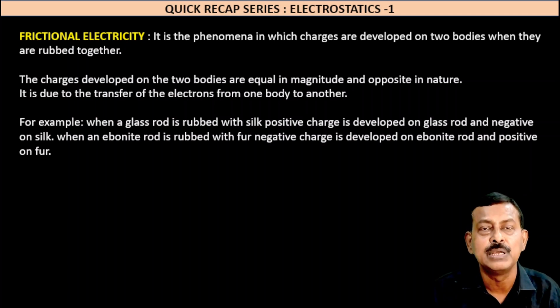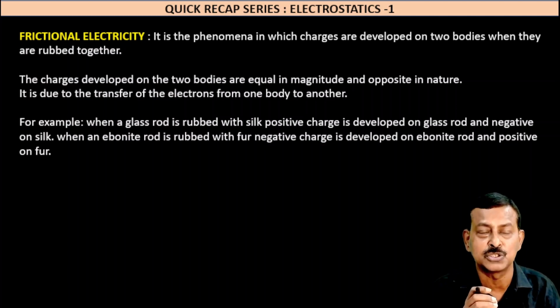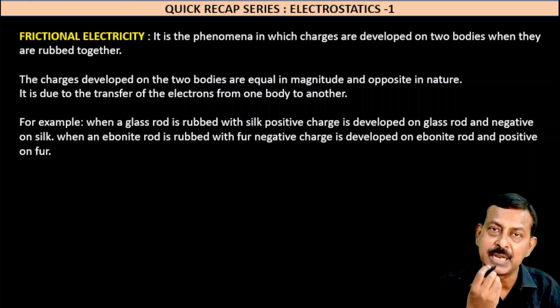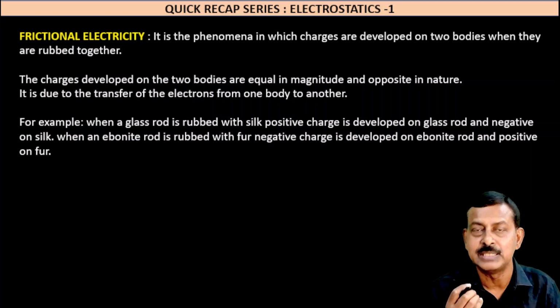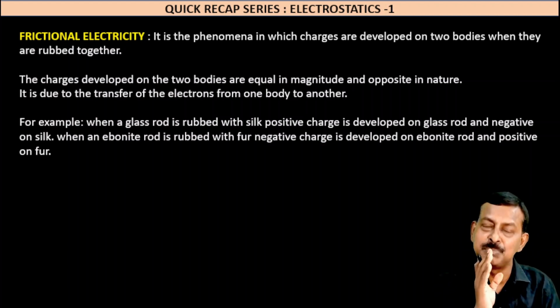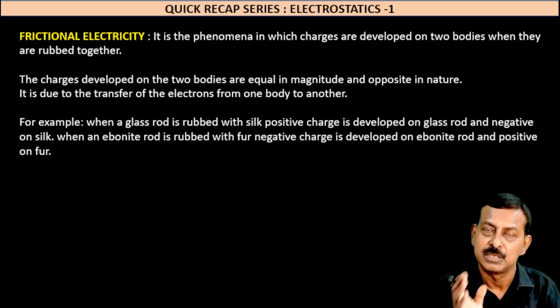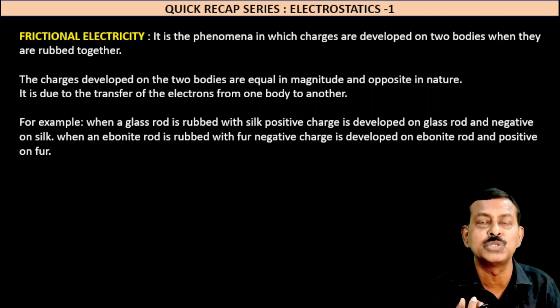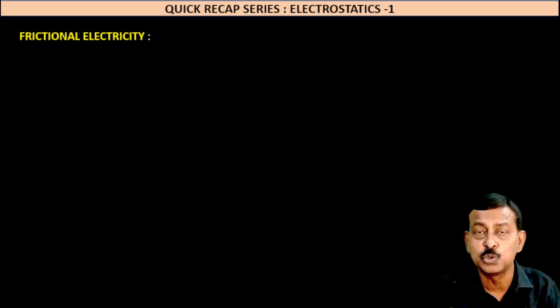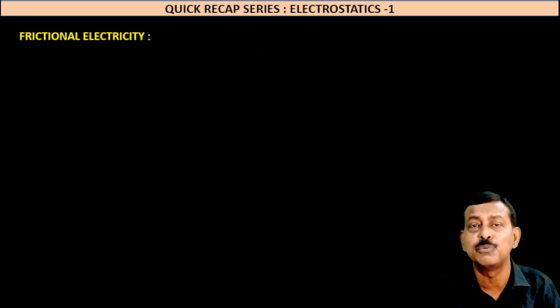Let's take an example. If you have a glass rod and you rub it with silk, then positive charge is developed on the glass rod and negative on silk. Another example, if you have an ebonite rod and you rub it with fur, in that case on the ebonite rod there will be negative charge developed, and on fur there will be positive charge developed. The charge developed is basically due to the transfer of electrons. The body which loses electrons will become positively charged, and the body which gains those electrons will become negatively charged. And how do we get, if two bodies are rubbed, which one will become positively charged and which one will become negatively charged?